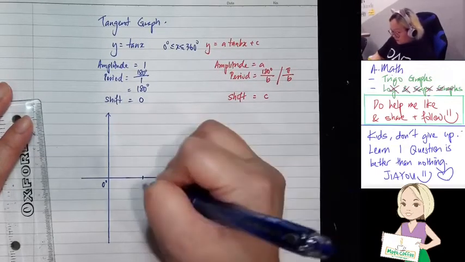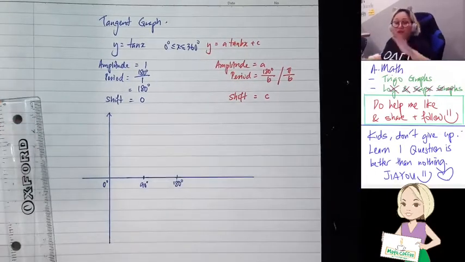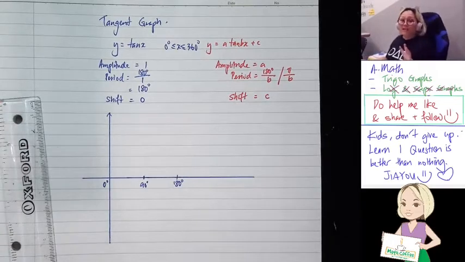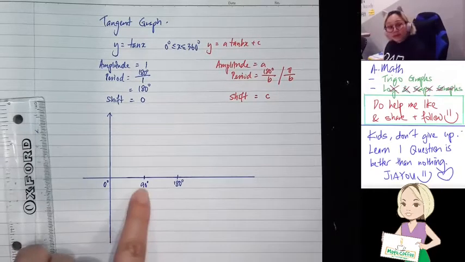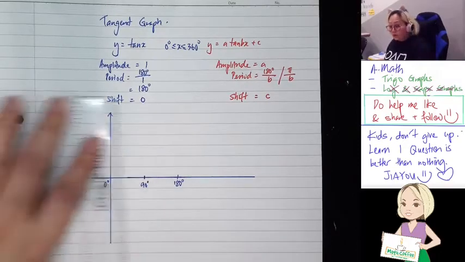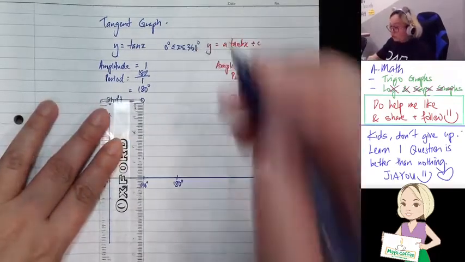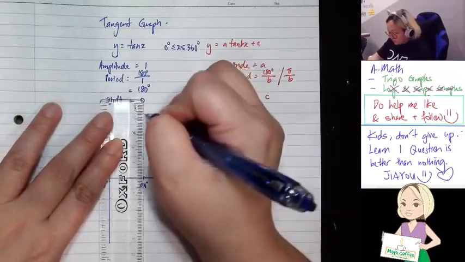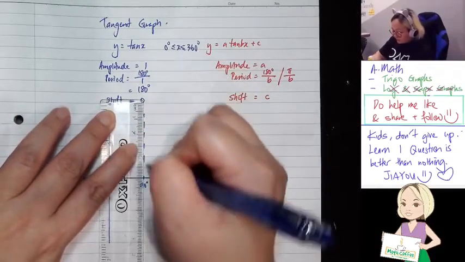Draw half, 90. Take note that for tangent, you don't need to cut into 4 parts. You only need to cut into 2 parts. Then, at the 90 degrees, since one cycle is 180, you're going to draw a dotted line. Dotted line. That's your asymptote.